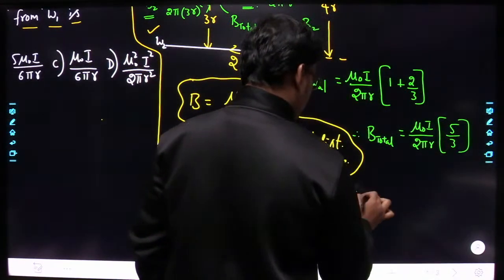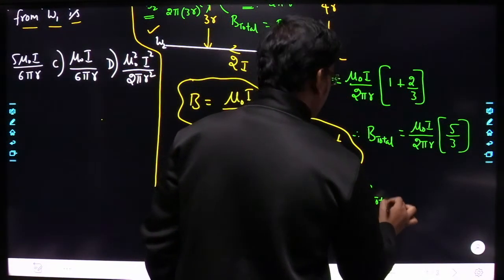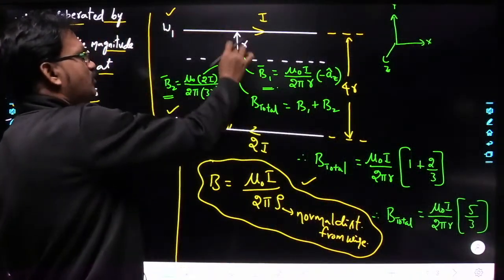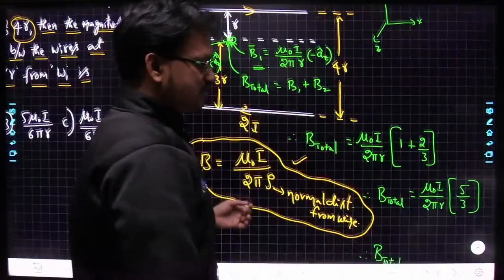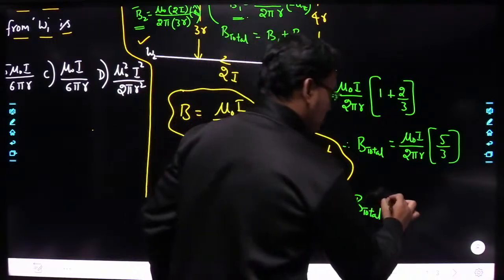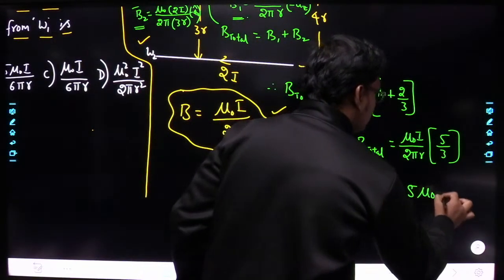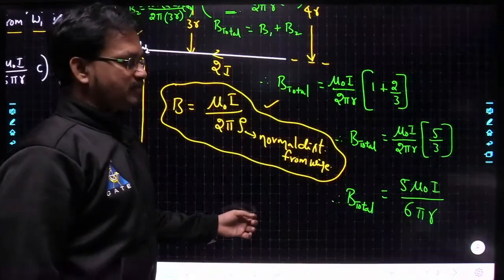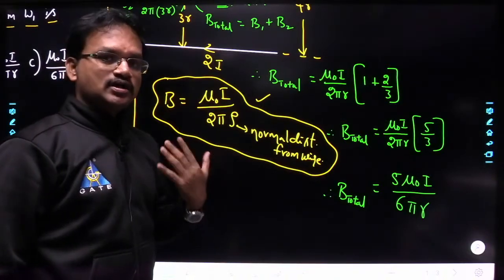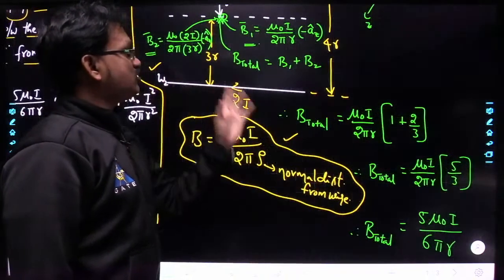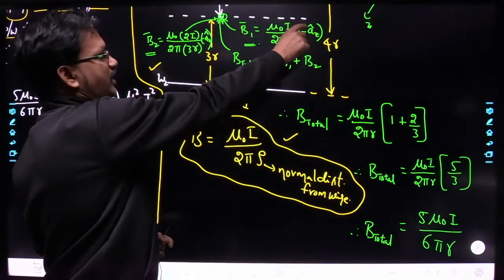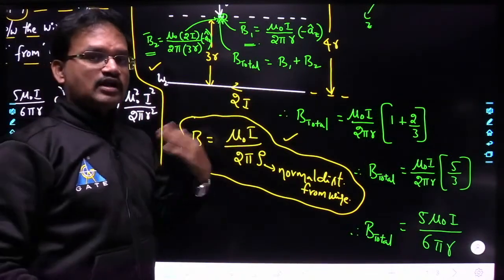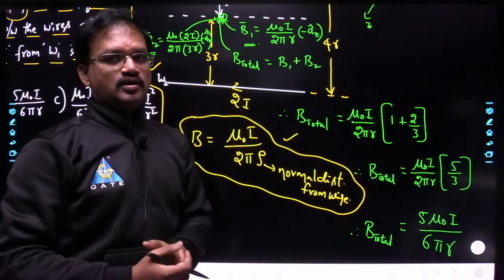Therefore the total B field at some point which is at a normal distance R from W1 is equal to 5 into mu naught I divided by 6 pi R. So this is the expression for the B field. If they had asked for the direction, then B1 is pointing in the negative Z direction, B2 is also pointing in the negative Z direction, so the net B field will also point in the negative Z direction. Understood?